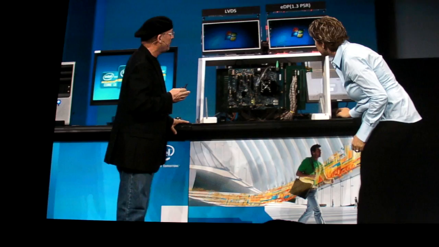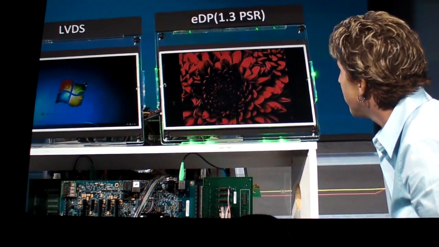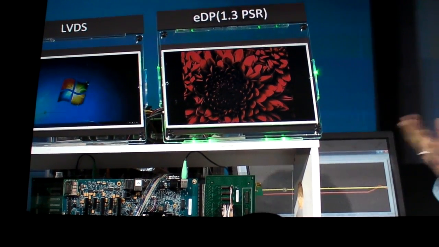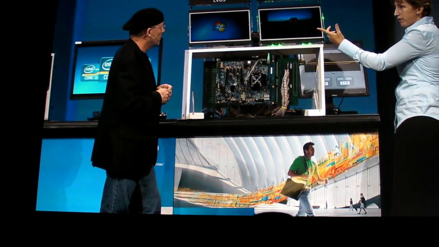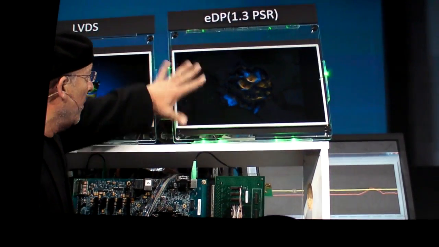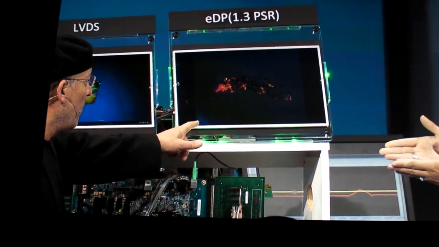Let me just show you a quick demo of how this works. What I'm going to do is launch a slideshow right here. Every time the image is static, we're in panel self-refresh, and you can see the LEDs are green. Whenever the image changes, you'll notice the LEDs go red. So now the CPU was asleep, woke up, refreshed, and went to sleep again. So you get all these sleeping power savings. Having a good nap, woke up.